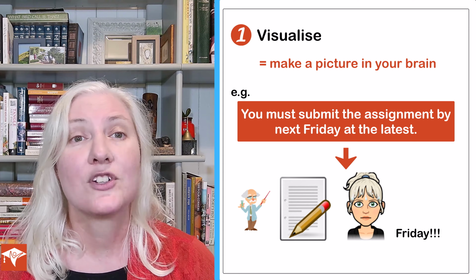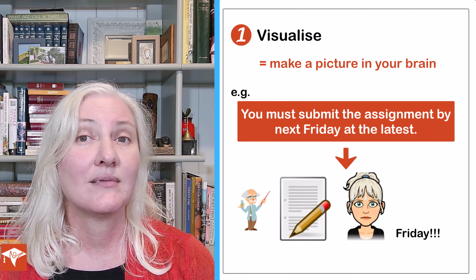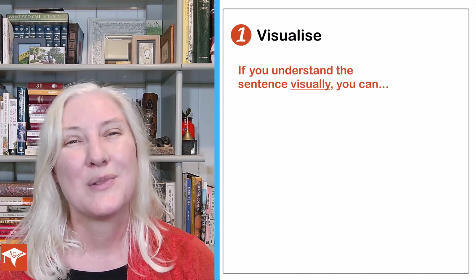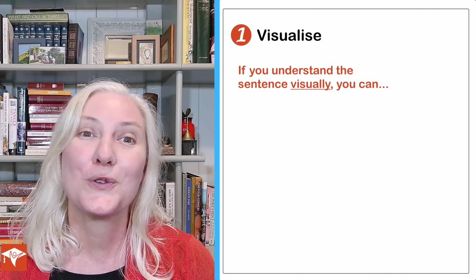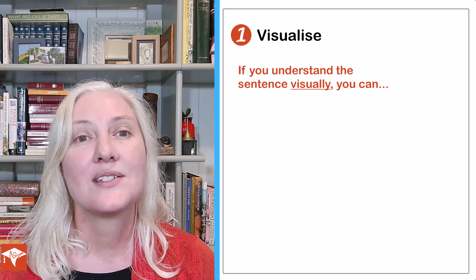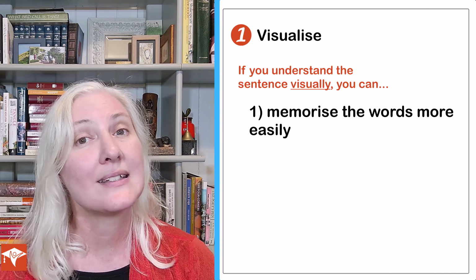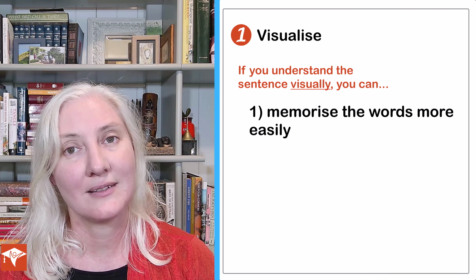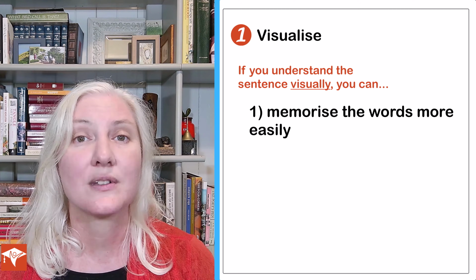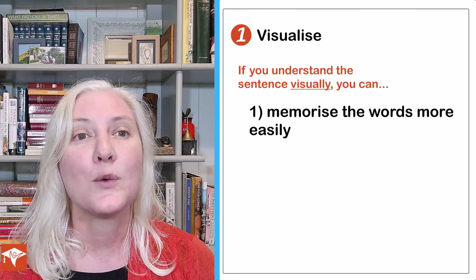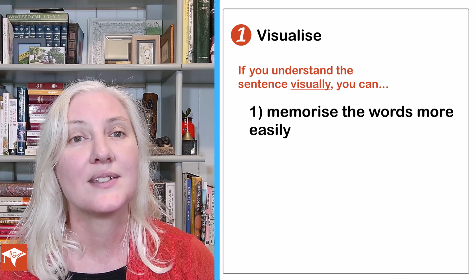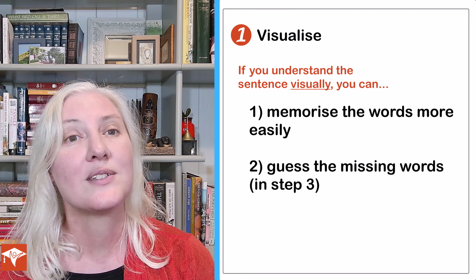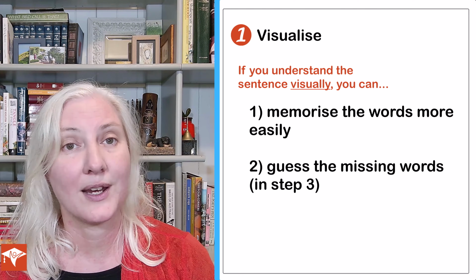Now, you might visualize the sentence differently. That's fine. The goal is to memorize the sentence, but it's not easy to memorize the whole sentence. So visualizing will help you memorize the words more easily because you memorize words with understanding. Understanding supports memory. If you understand the sentence by visualizing, you can also guess the missing words which you couldn't memorize. So this affects step 3.